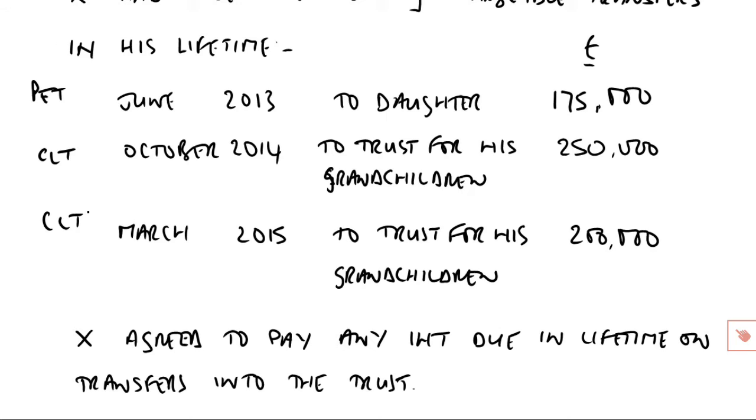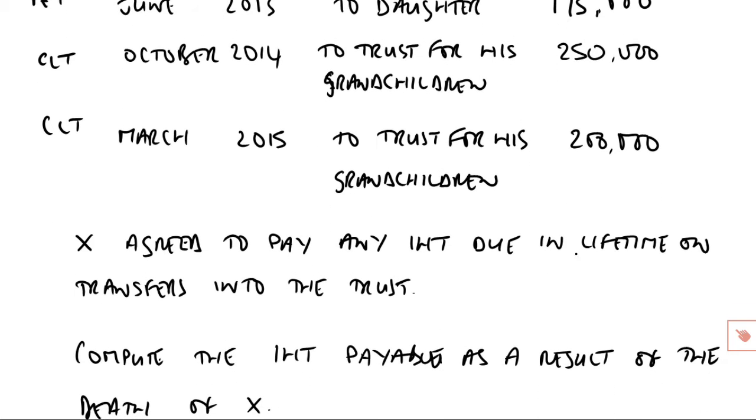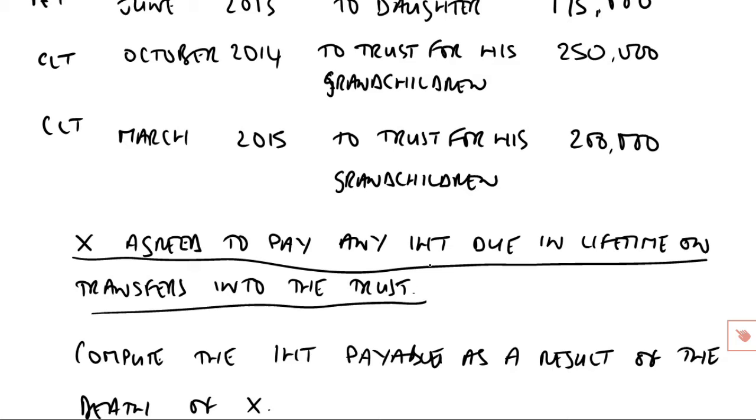The only other type of transfer, of course, would have been an exempt transfer, a transfer to the spouse. We don't have any of those here, but that could be easily dealt with a note. Any transfer to a spouse is exempt. Okay. We're also told that X agreed to pay any IHT due in lifetime on transfers into the trust. So X is the donor agreeing to pay any IHT due in lifetime on transfers into the trust.